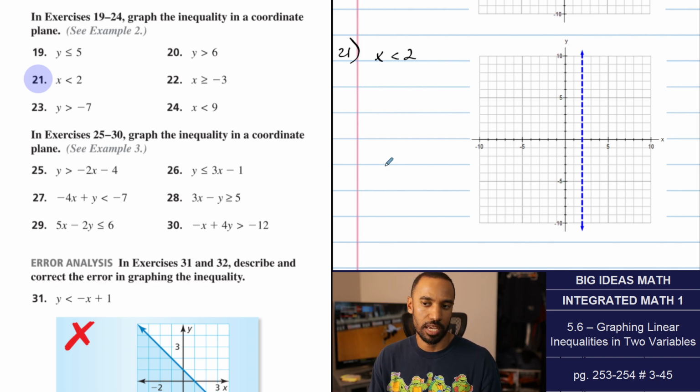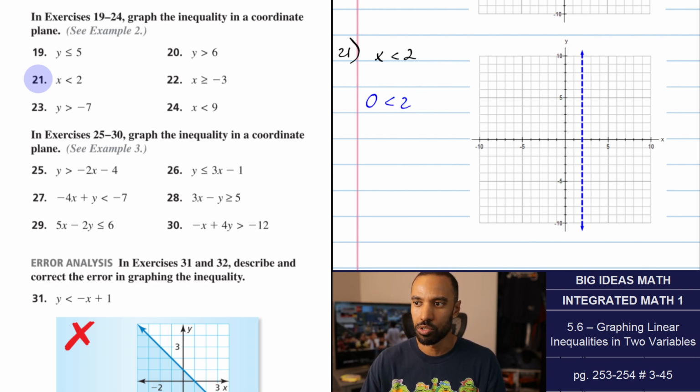And really, listen, test a point like 0, 0. That does mean 0 for x. You plug in 0 for x. 0 is less than 2 is a true statement. Therefore, anything on the side of 0, 0 would work, which is this side. So we will be shading to its left.